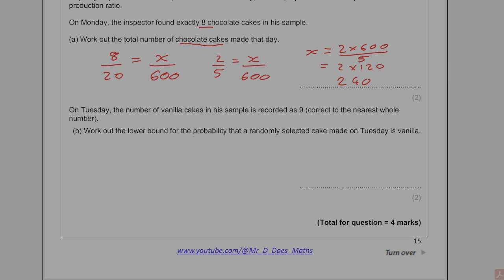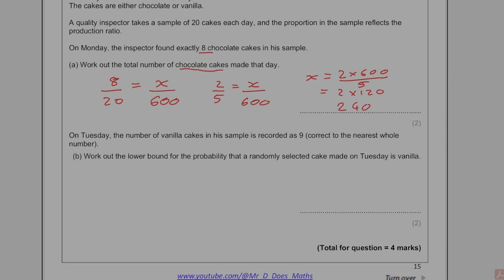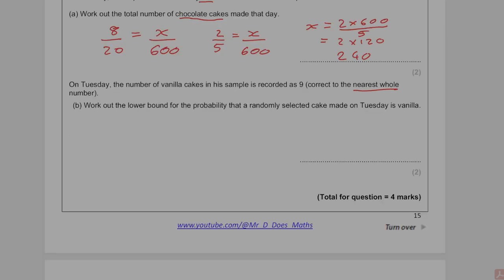Okay, part B. On Tuesday, the number of vanilla cakes in his sample is recorded as 9, correct to the nearest whole number. Work out the lower bound for the probability that a randomly selected cake made on Tuesday is vanilla. Okay, so the lower bound for the probability that a randomly selected cake made on Tuesday is vanilla. I think this is actually arguably an issue with the original question, but we'll follow the same process.